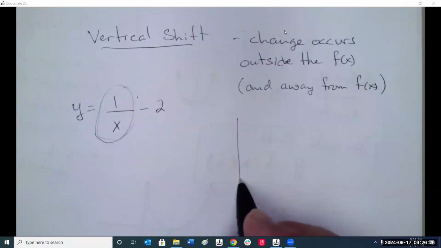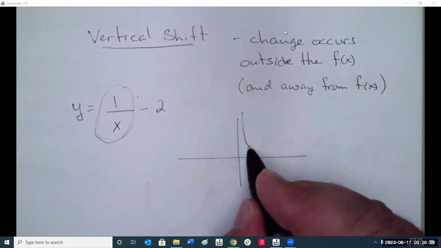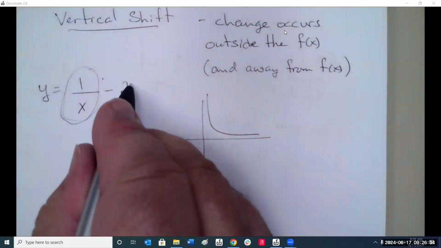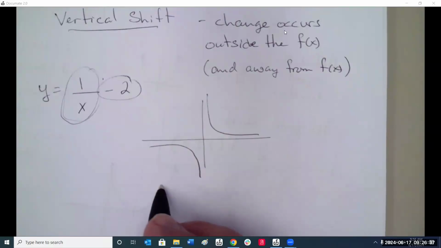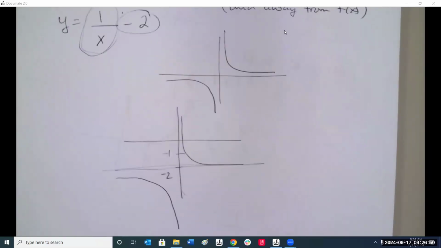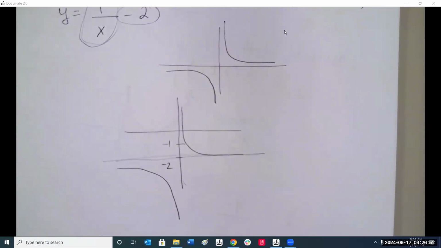So this graph is the graph of the 1 over x, which looks like that. Now we go down 2 spaces. 1, 2. So there's my new x-axis. So the graph now looks like this. And the vertical shifts have parentheses or no? Nope, because it's outside the function. It's a constant. It's a number. The vertical shift is a constant.